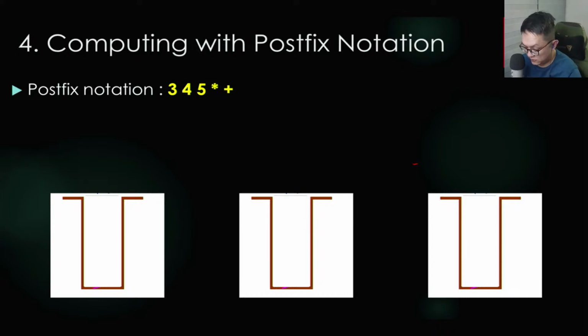Okay, we have 3 and 4. So 3 will go in first. Then we have 4. Then we see 5, so 5 goes in as well. Once 5 goes in, you see there's this times here.